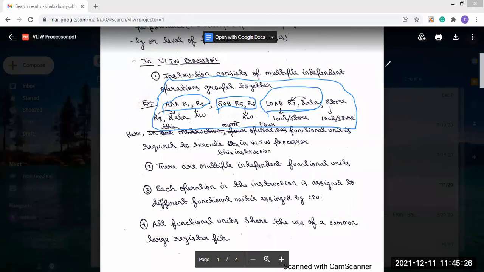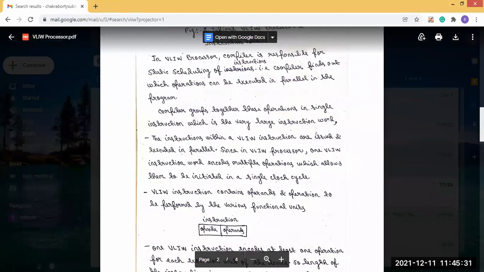So in the VLIW instruction, all of these independent operations are initiated and executed in a single clock cycle. The VLIW instruction contains operands and the operation to be performed by various functional units. For addition we require the arithmetic logic unit of the CPU, and for subtraction also we require the arithmetic logic unit of the CPU.